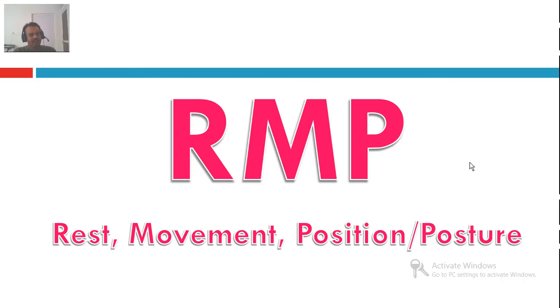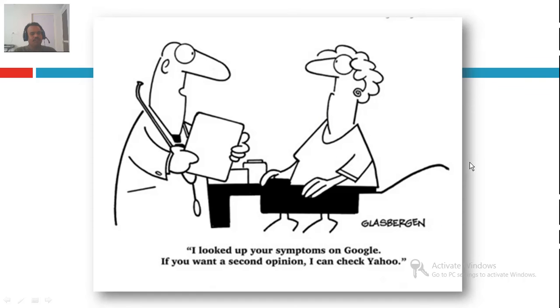But on the contrary, if the movement, rest, or position or posture is not altering the shoulder pain, then definitely it could be coming out of the visceral pathology. So our trick is RMP alters musculoskeletal pathology. RMP doesn't alter visceral pathology.